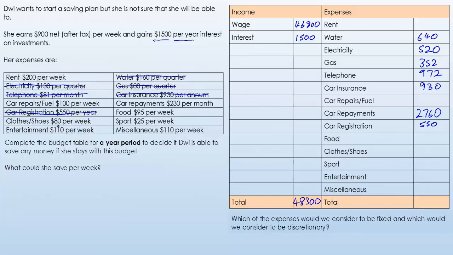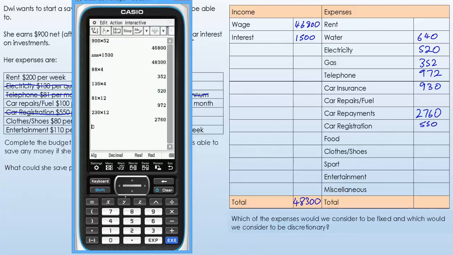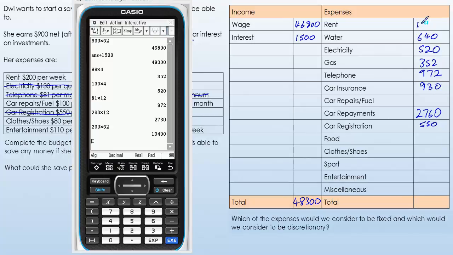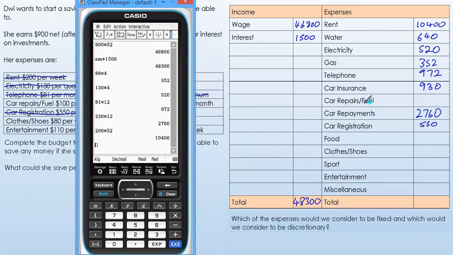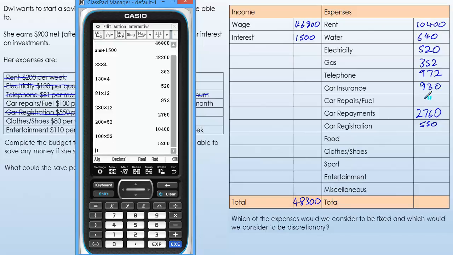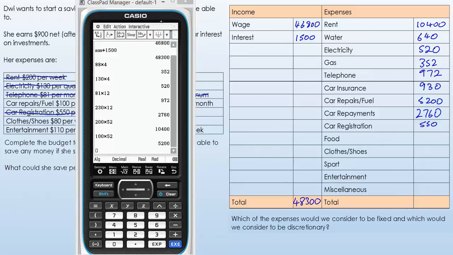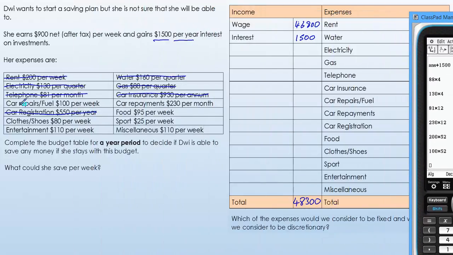Now let's go through all the weekly ones. We know we have to multiply those by 52. So the rent is 200 multiplied by 52, 10,400. Car repairs and fuel. So car repairs, fuel, that's 100. So 100 multiplied by 52. I know we can get that easily from the last answer, but let's just calculate. So we've got that. Now I'd already put the car repayments in. Let's cross those off.